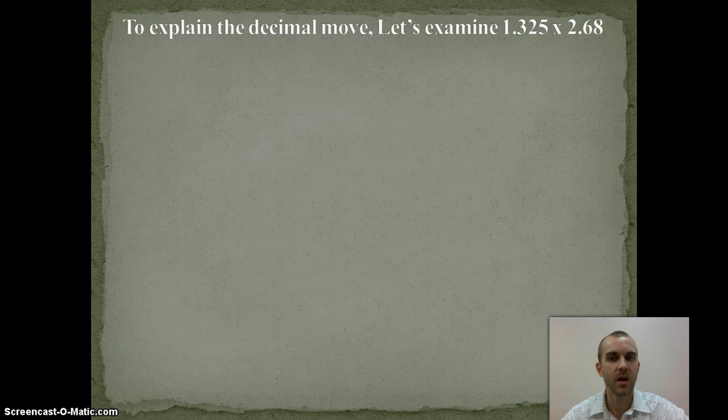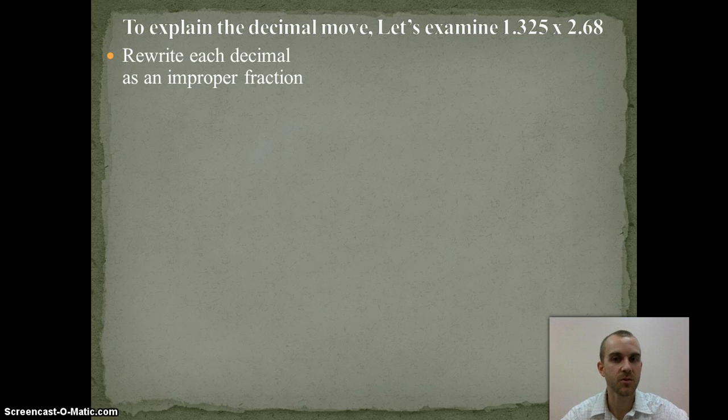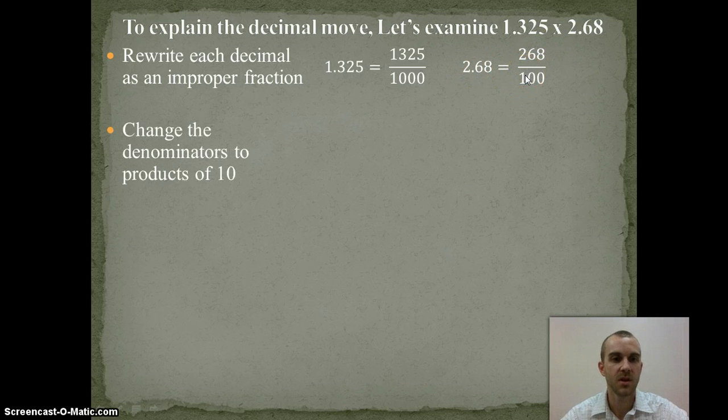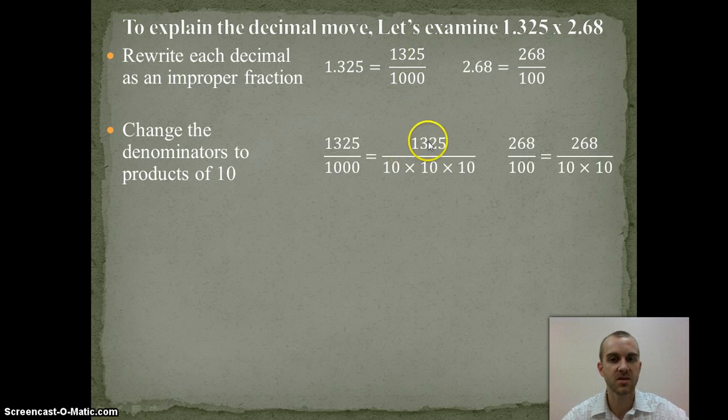Now how do we determine how that happens? So let's look at a new problem. 1 and 325 thousandths times 2 and 68 hundredths. Let's rewrite each decimal as an improper fraction. So this will become 1,325 over 1,000 because I'm using my place value with my decimals, and this will be 268 over 100. Now if I change those to products of 10 instead of looking at 1,000 and 100, I'd end up with 1,325 over 10 times 10 times 10, and then 268 over 10 times 10.